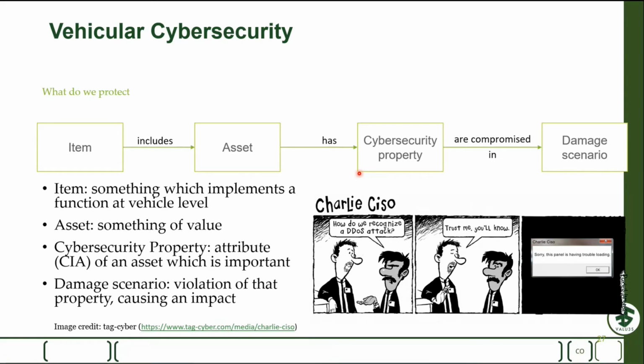The protection against deletion is not that relevant, because if somebody is able to delete it, this is not great, but it's not as bad or as risky as if someone is able to read it out. And if someone is able to modify or to violate this cybersecurity property, then there's a damage scenario. So if the asset is the credit card information or the brake of the vehicle, and someone is able to either steal this information or manipulate the braking, there's a certain damage caused by this. And this is what we want to protect. We want to protect the assets' cybersecurity properties, so that no damage scenarios are caused.